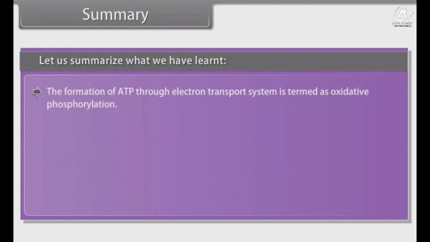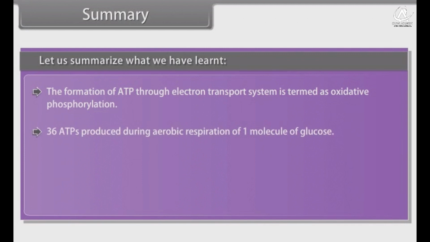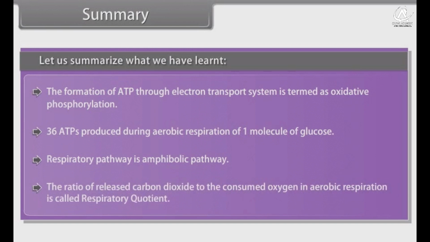The formation of ATP through the electron transport system is termed oxidative phosphorylation. 36 ATPs are produced during aerobic respiration of one molecule of glucose. Respiratory pathway is an amphibolic pathway. The ratio of released carbon dioxide to the consumed oxygen in aerobic respiration is called Respiratory Quotient.